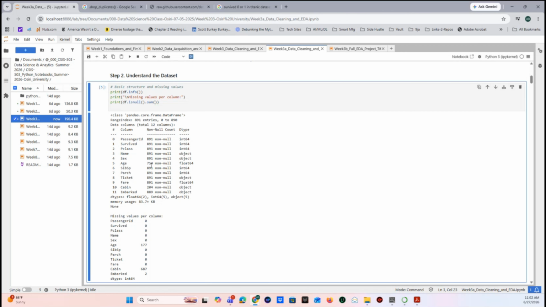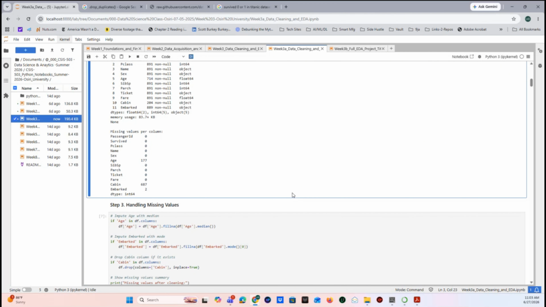When it comes to the age, notice that 714. So it seems like there was a lot of missing data on the age. There were a lot of people whose age we didn't know, or maybe the ages were duplicates, I don't know. And then the cabin, there were 204 cabins, embarked 889.